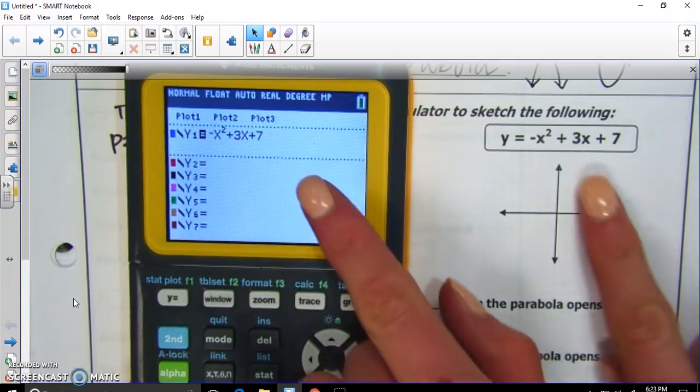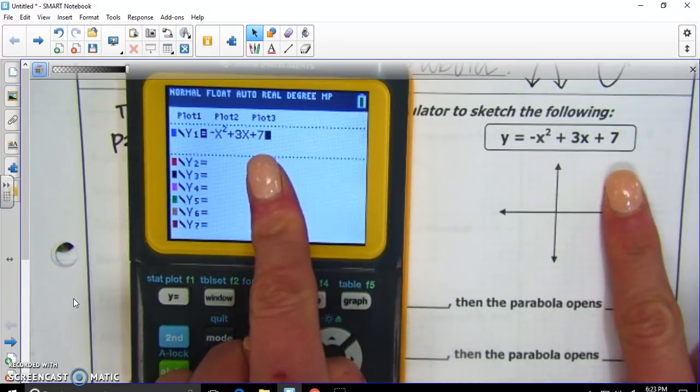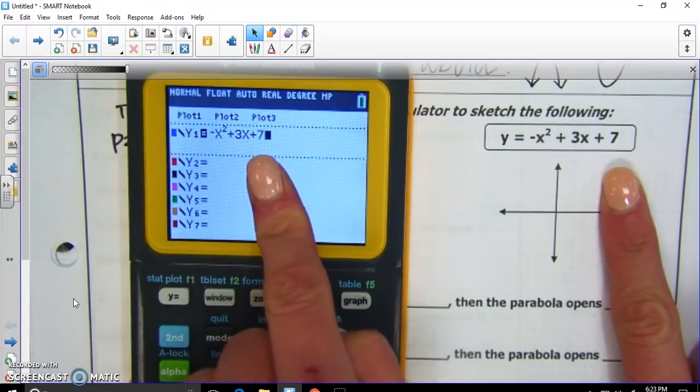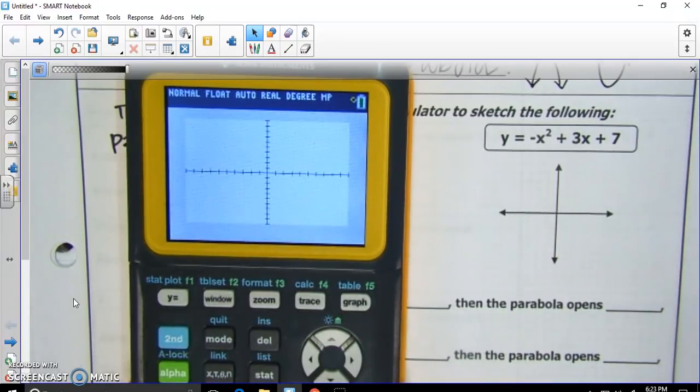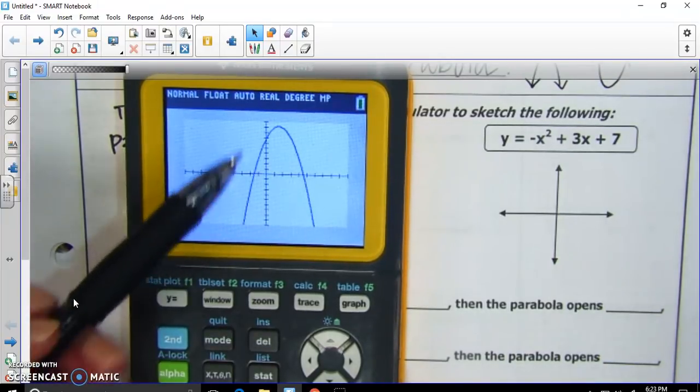I'm going to check and make sure that my calculator and my paper look the same. Okay, ready to go. Let's graph that. It might take a second. All right, so it looks like this graph is a totally different shape.